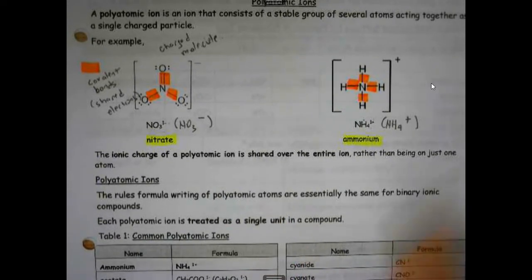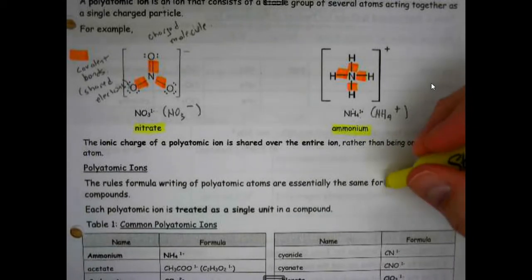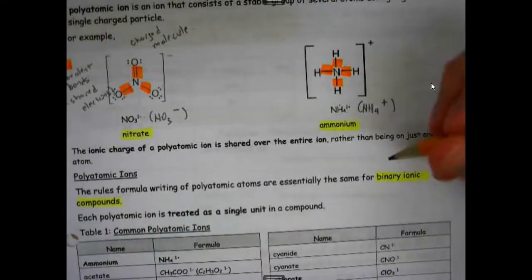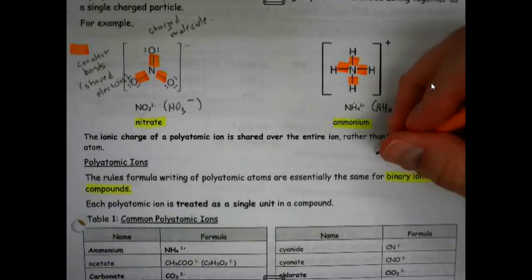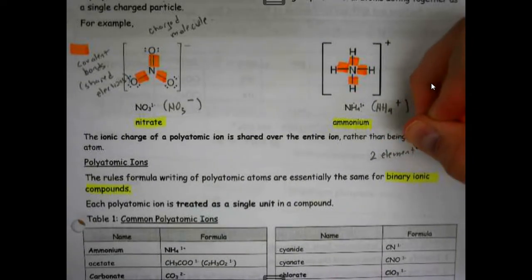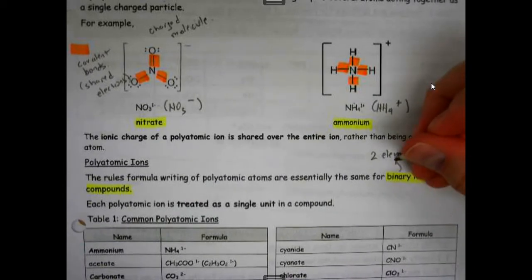All right, now the rules for writing polyatomic ions, essentially for formula writing and naming, are the same as for the binary ionic. We talked briefly about the binaries. Everything you've done so far is considered a binary ionic compound. What makes it binary is that each of the compounds you've made so far only has 2 elements. So it's an ionic compound that only has 2 elements in it.